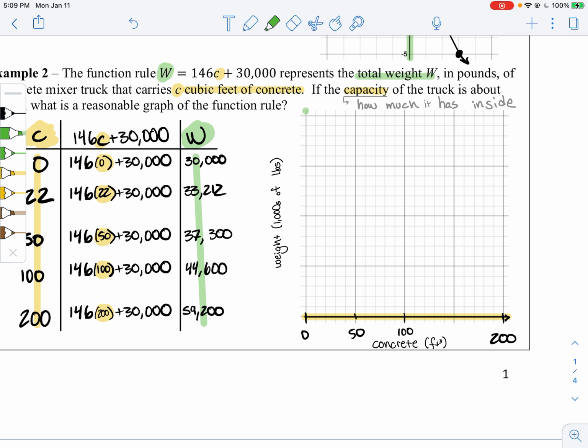Similarly, our vertical axis is going to be the weight of the truck. Maybe we can make a straight line. There it goes. It's not right on there. Oh well, we're going to deal.